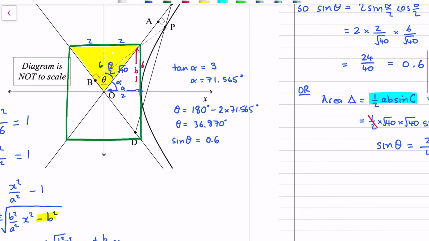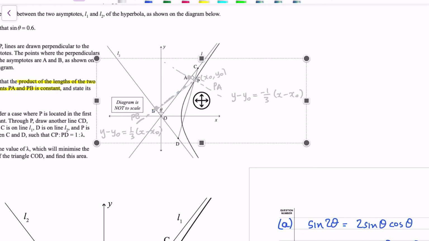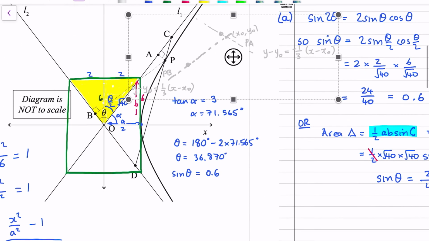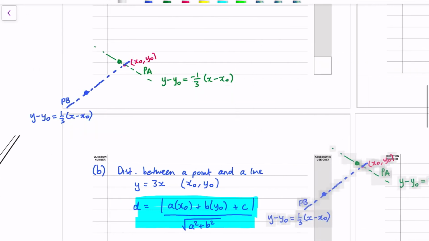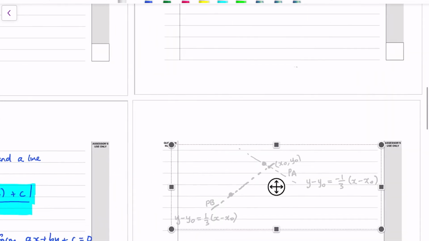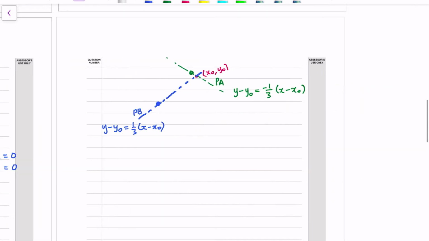Okay, so right back at the start, I talked about this being our strategy of finding the line PA and the line PB in terms of x naught, y naught. So if I copy all that stuff down, that will be our starting point. Okay, and to find the point B and to find the point A, we're going to use simultaneous equations.